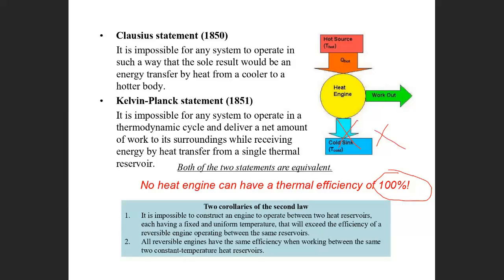When there is an energy transformation, it must go from a high value to a lower value. So there are two corollaries of the second law. It is impossible to construct an engine or system operating between two thermal reservoirs, each having a fixed and uniform temperature, that will exceed the efficiency of a reversible engine operating between the same reservoirs.